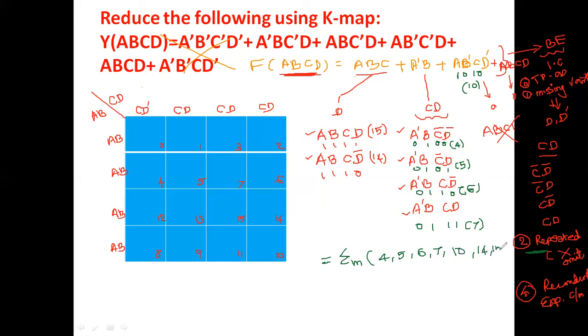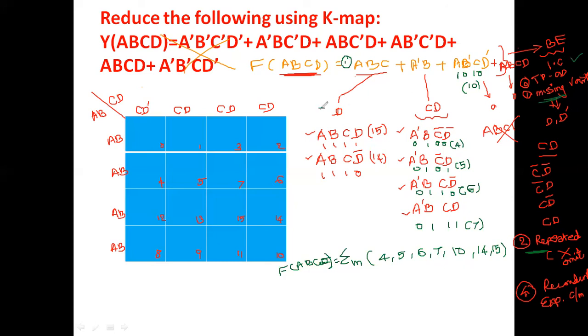The new form of the problem is function f of a, b, c, d equal to sum of minterms. If you are strong in this particular thing, the remaining is the usual procedure. So what are the steps for this kind of problem? First, write the problem as it is. Then the second step is finding the missing variable.